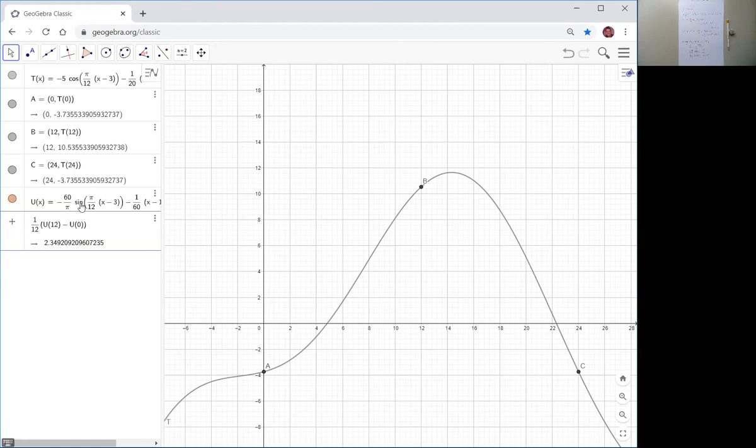And then I need a 12th times u of 12 minus u of 0. And my computer says that that's approximately 2.349. Okay, a bit lower than I thought, but in the zone, still somewhere in the middle there. Okay.